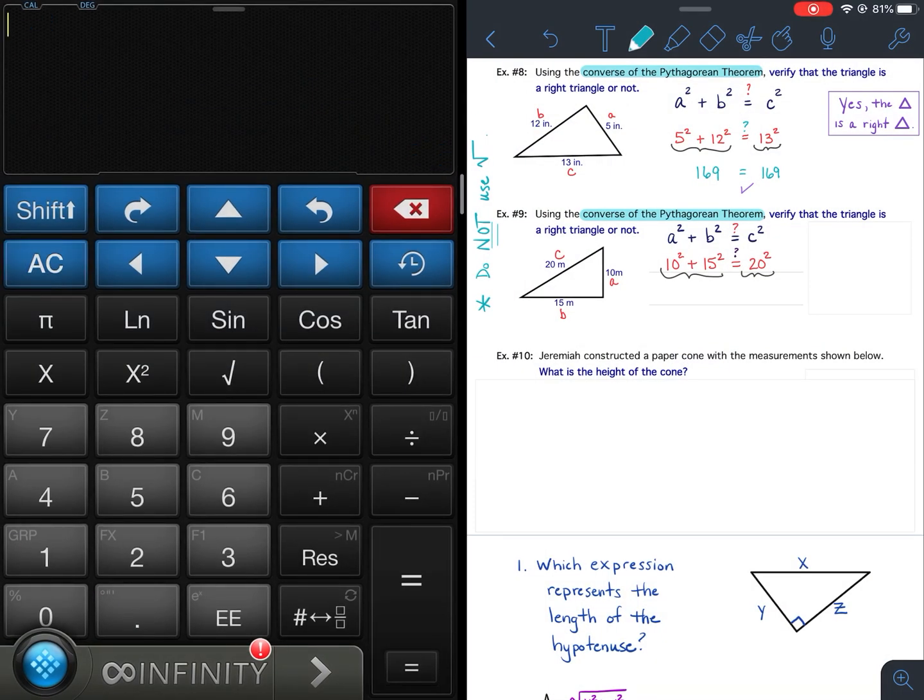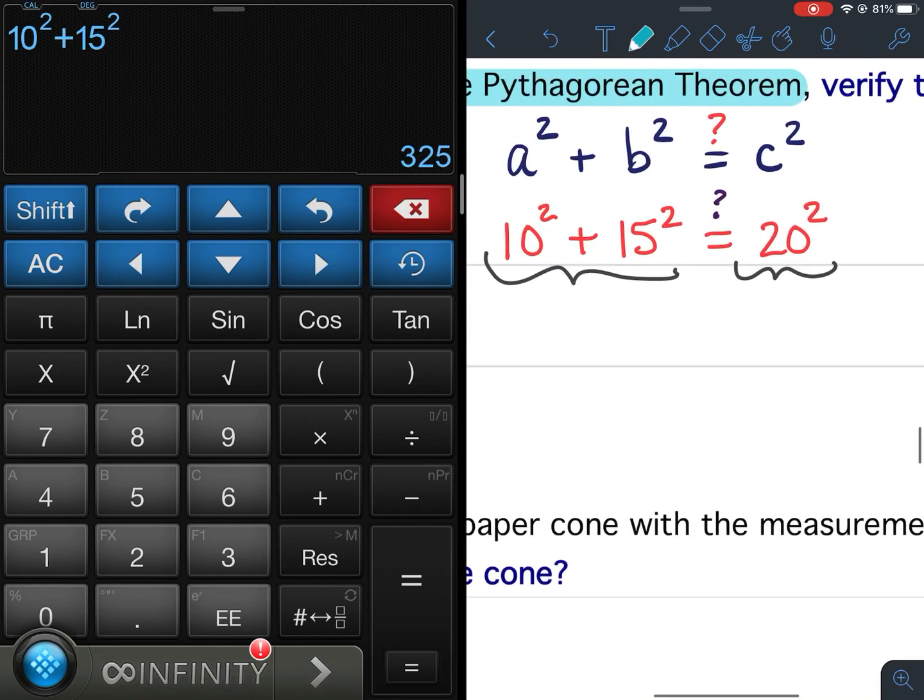Clear that out. I've got 10 squared plus 15 squared. 10 squared plus 15 squared is 325. So over here, I'm going to put 325. All right, 20 squared. Hopefully you don't need to put in your calculator, but in case you do, 20 squared is 400.